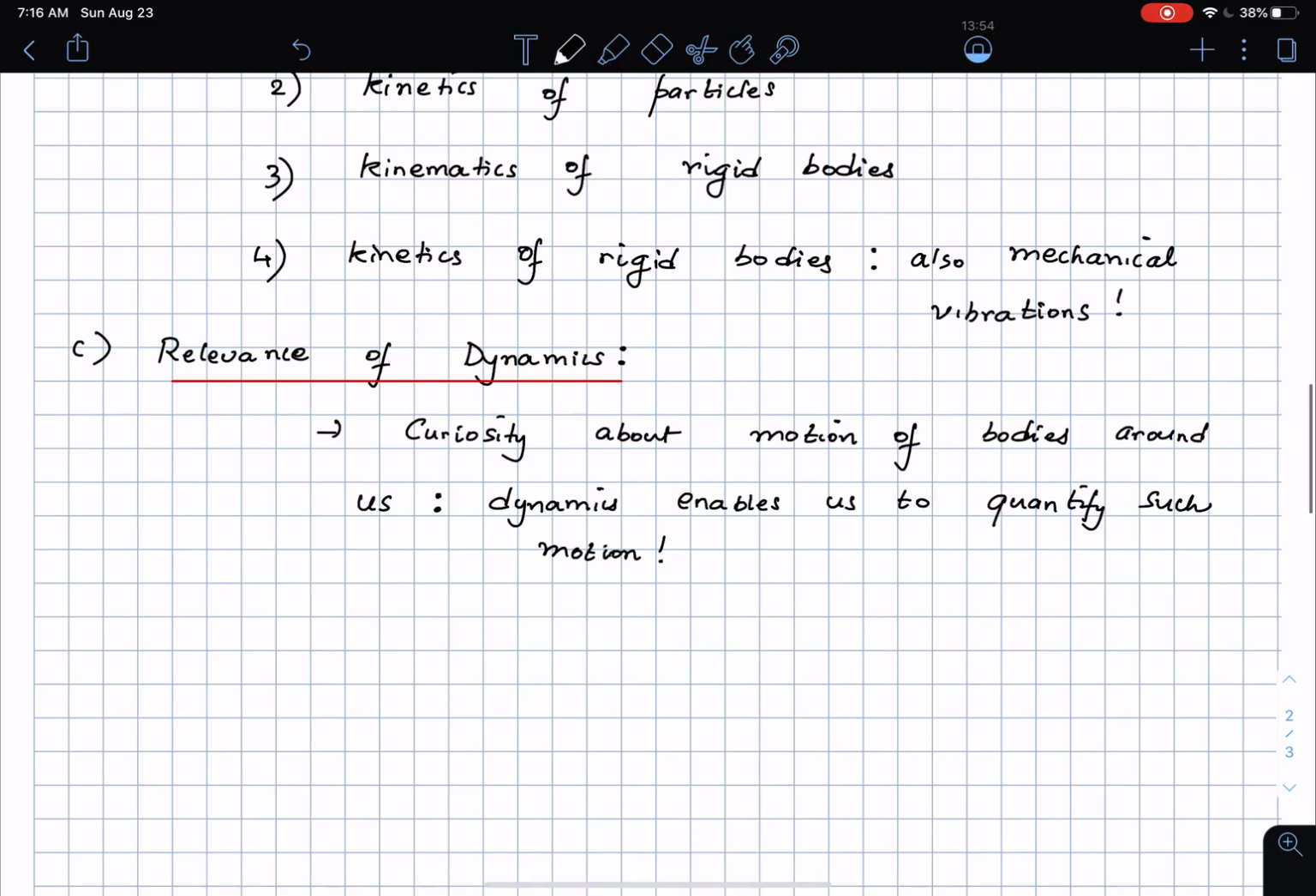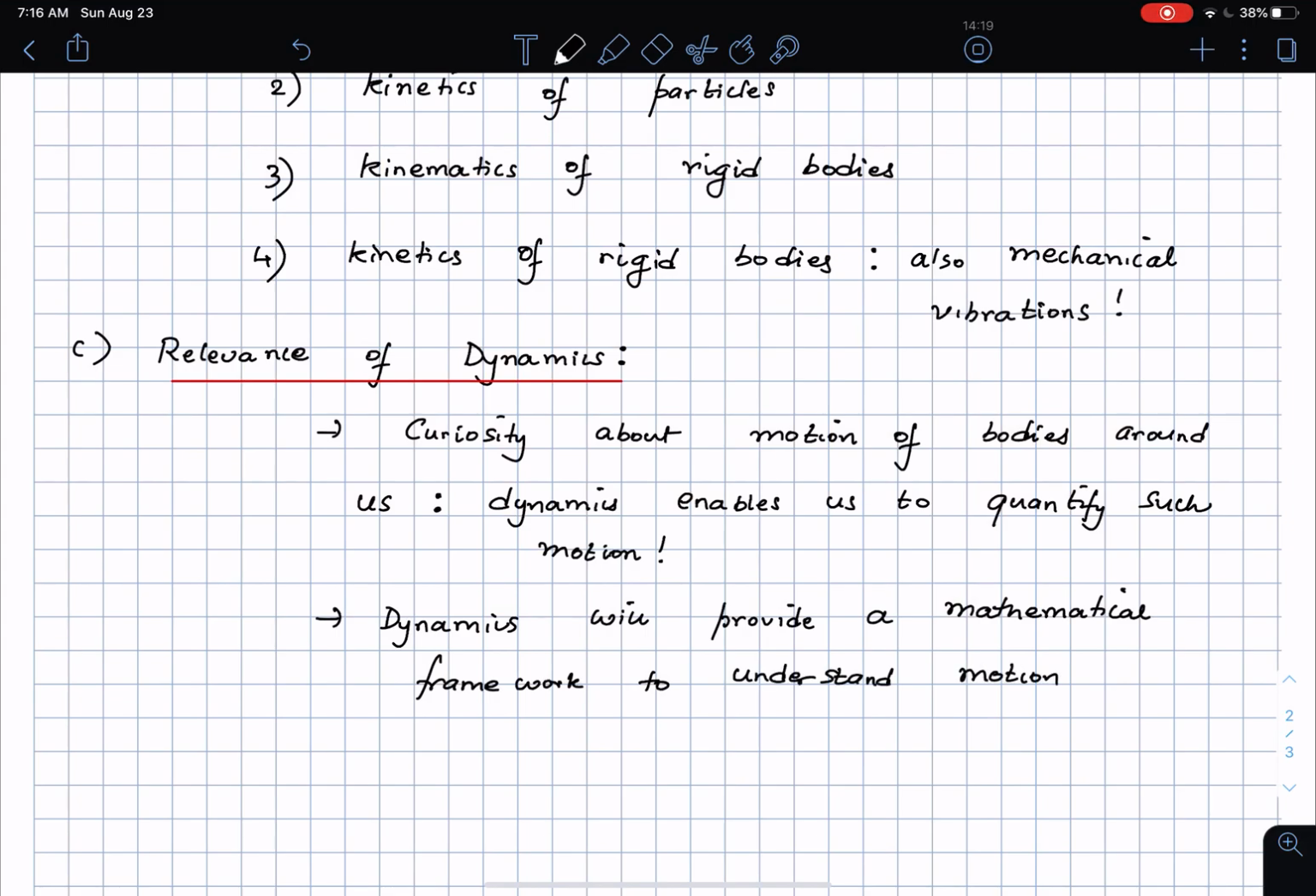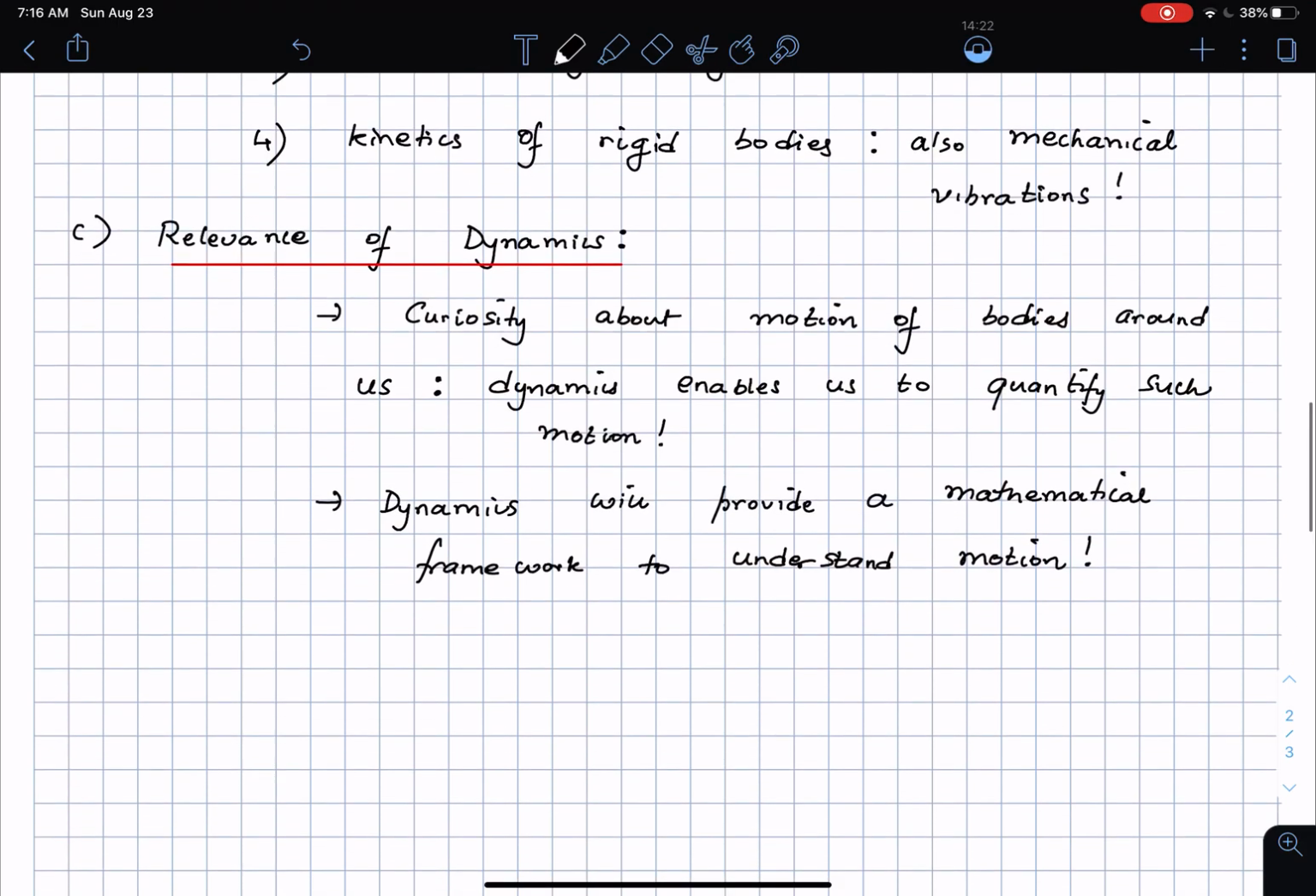So dynamics will eventually provide a mathematical framework to understand motion. And this can be used in several fields. You could be interested in path planning of robots, how to overcome obstacles, maybe drug delivery systems, and so on.